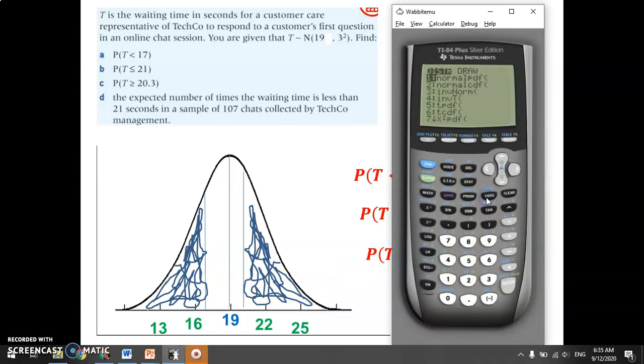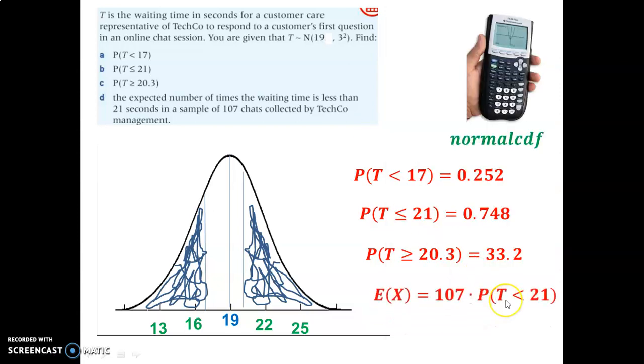Second, distribution. Again, we're doing normal CDF for cumulative. And now, in this case, since we're looking for this area here, the lower bound is at 20.3, the starting point. And the upper, we want this again to go to infinity forever here. So I'm going to put a huge positive number, 100,000, 1 million, whatever that is. The mean is still 19, standard deviation is still 3, and we're going to go to paste. Enter, there's our 33% right there, 0.33.